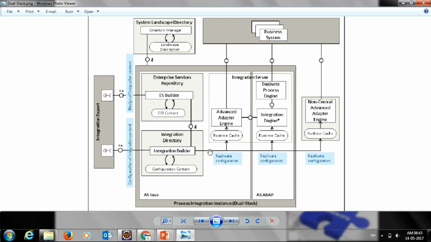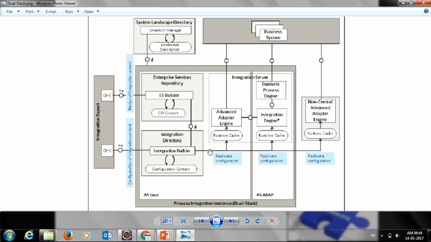Here you can see you have an integration expert at the left hand corner. Okay. You have a process integration instance, dual stack, where you can see your ESR, or Enterprise Service Repository, where you are defining your objects.